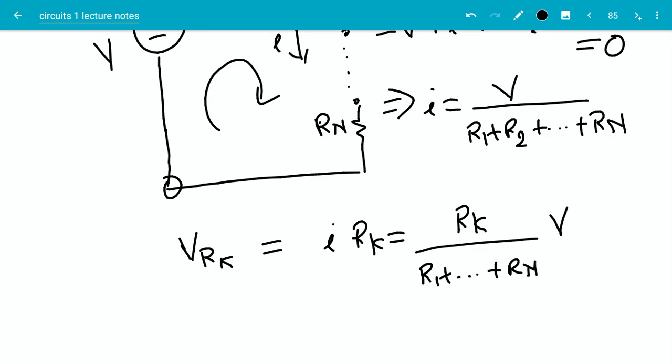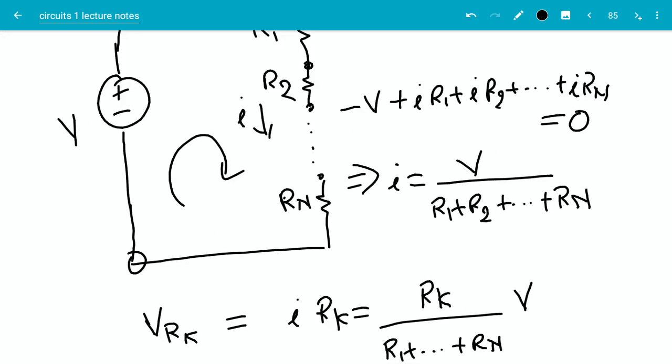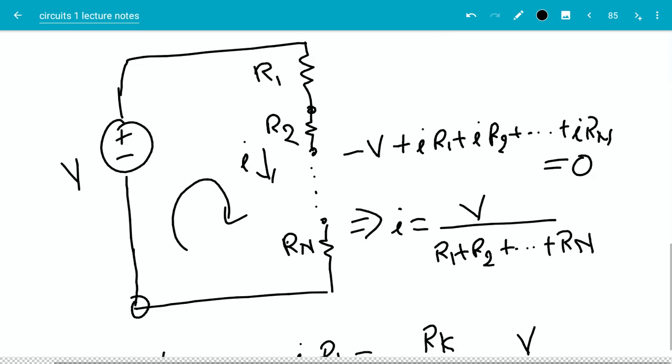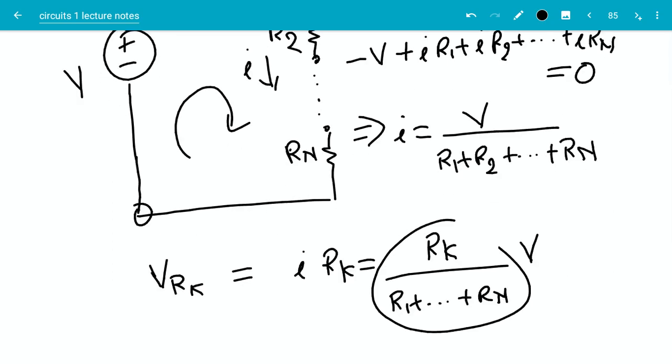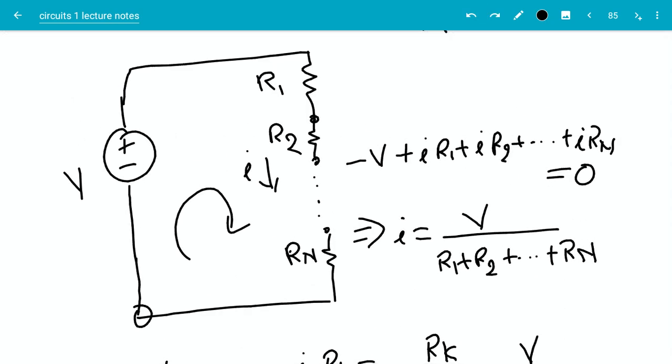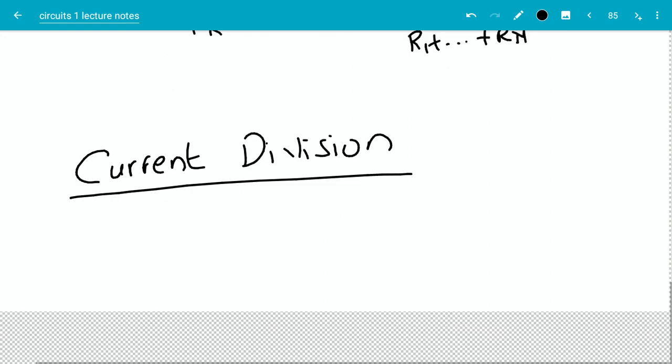So what this tells me again is that when I have n resistors in series, the voltage again divides proportionally to the resistance values, right? Note that if you add up all these proportional values, it sums up to 1. So that means you can extend the voltage divider to n resistors. So now let's look at current division.